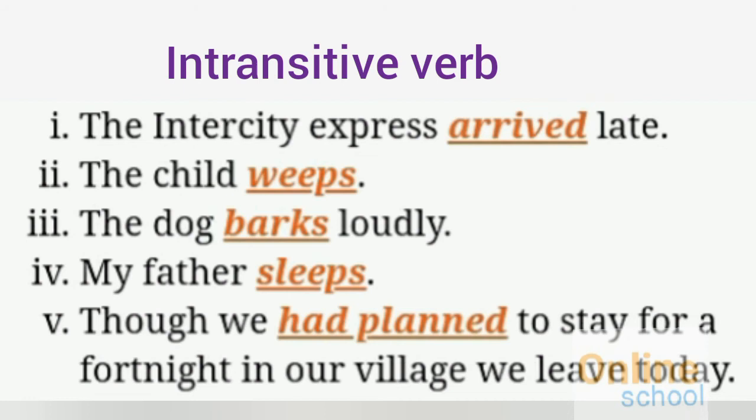The examples of intransitive verbs in a sentence are: number 1, the intercity express arrived late. Number 2, the child weeps. Number 3, the dog barks loudly. Number 4, my father sleeps. Number 5, though we had planned to stay for a night in our village, we leave today. The examples of intransitive verbs are underlined for easy identification.